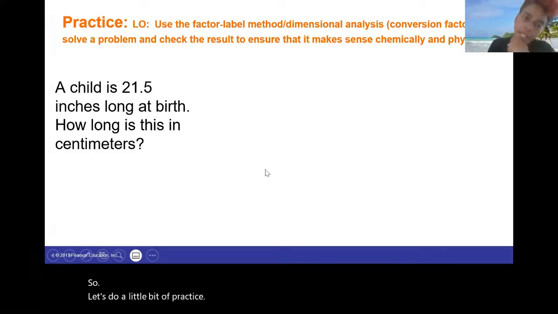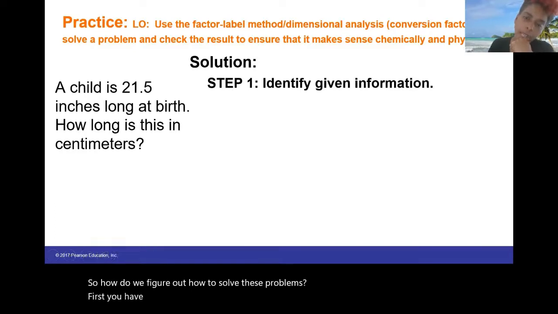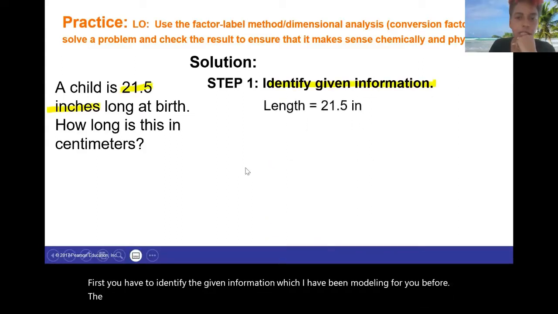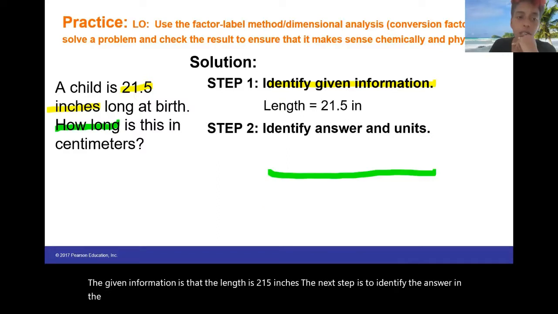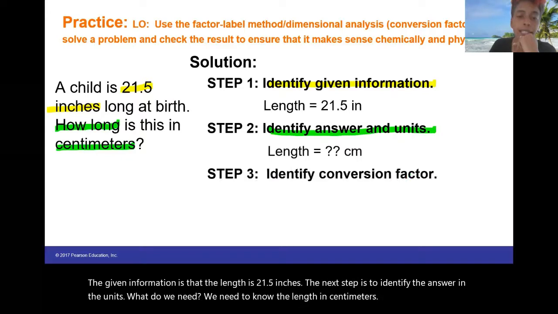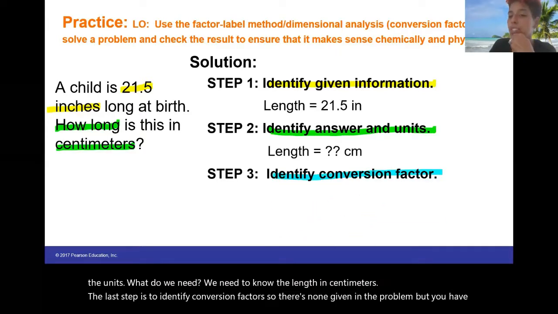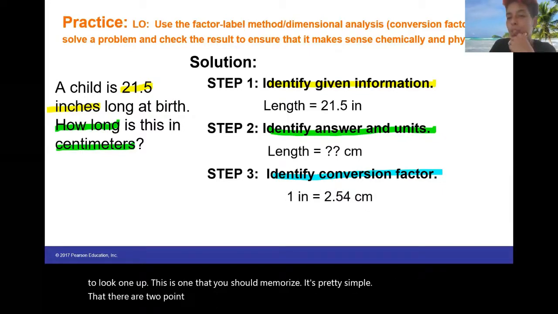So how do we figure out how to solve these problems? Well, first you have to identify the given information, which I have been modeling for you before. The given information is that the length is 21.5 inches. The next step is to identify the answer in the units. What do we need? We need to know the length in centimeters. The last step is to identify conversion factors. There's none given in the problem, but you have to look one up. This is one that you should memorize. It's pretty simple, that there are 2.54 centimeters per inch.